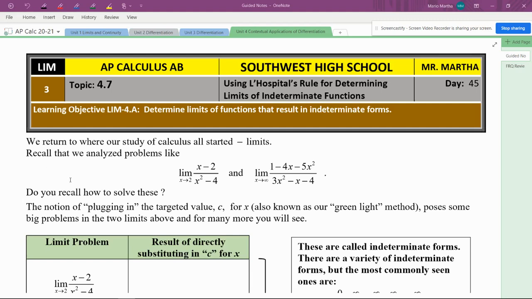Welcome back to Calculus AB, everybody. Today's topic 4.7, using L'Hopital's rule for determining the limits of indeterminate functions. So we return to where our study of calculus all started, which is pretty much limits.